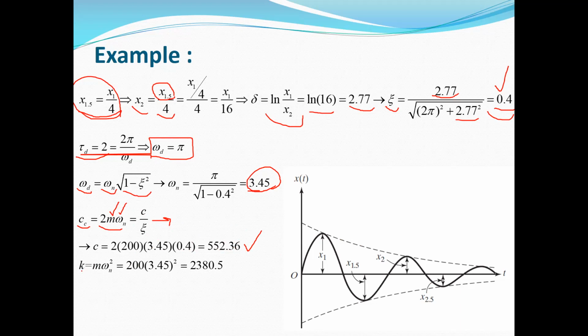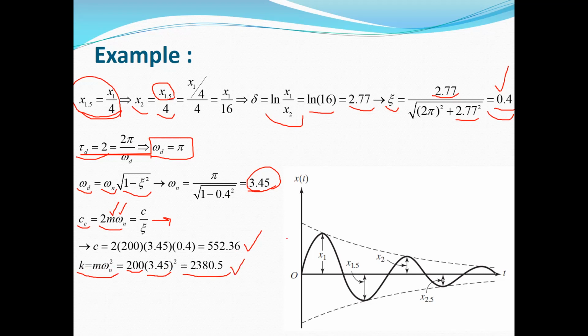The next step, you can find the K by using the relation between the stiffness and the natural frequency. You know that the natural frequency is equal to the square root of K divided by M. So K is equal to M times omega n squared. Again, M is the given data and omega n is the natural frequency of the system. And easily you can obtain that the required stiffness for this system is about 2.4 kilonewton per meter.